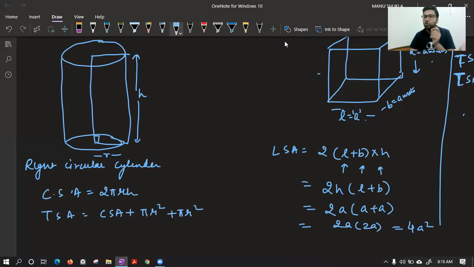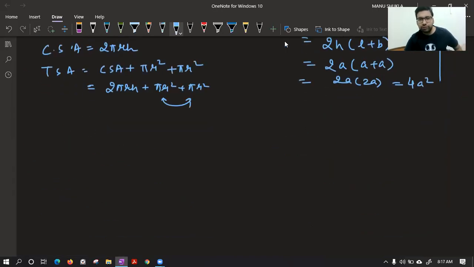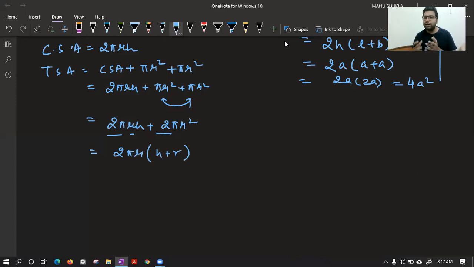Now I have always told you, before putting the values, always try to make the formula compact by taking common whatever possible. So let us write the things. 2 pi r h plus pi r square plus pi r square. Now first we can add these two. They will become 2 pi r h plus 2 pi r square. Now what is common in both of them is 2 pi and r. So let us take 2 pi r common and what remains is h plus r. So with this, we have made the formula compact, and now it will be easy for us to solve it. So two circles into one rectangle area.